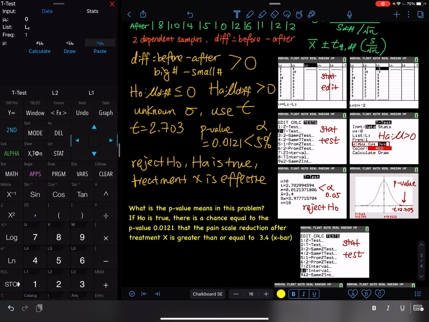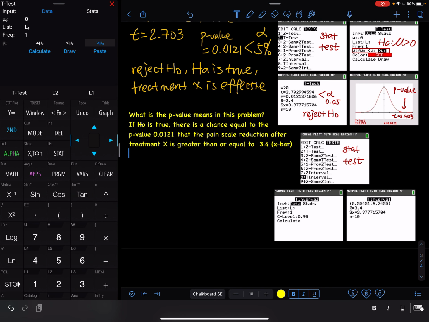X bar is the average of L3. Okay. And then we will be moving on to the confidence interval. So for the confidence interval, this is a 5% alpha. Then we have to construct a 95% confidence interval.